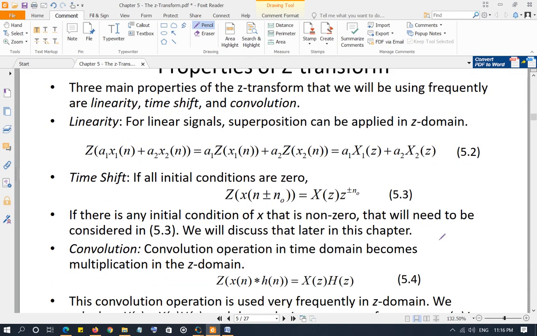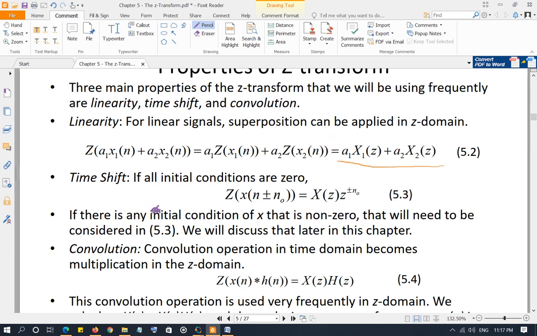The first property is linearity and superposition. That is, if your signal is a1 x1n plus a2 x2n, and you take Z transform of that signal, it will simply become a1 Z transform of x1n plus a2 Z transform of x2n, and Z transform of x1n is x1z, Z transform of x2n is x2z. So a1 x1z plus a2 x2z.